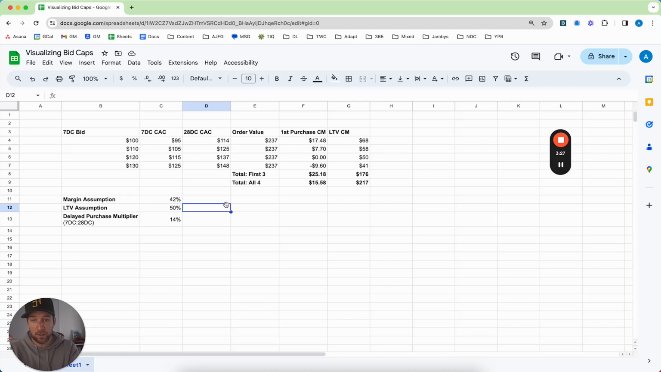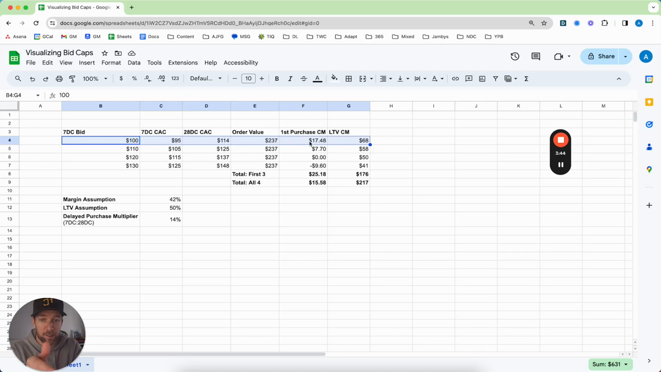This is the margin assumption I've made. Again, I've got this delayed purchase multiplier assumption all in here. And this is my bid, 100, 110, 120, 130. Those are the 4 potential bids I could place. And with each increase of $10 in bid, I get 1 more conversion. Okay, that's the idea. So if I only bid $100, I get 1 conversion.